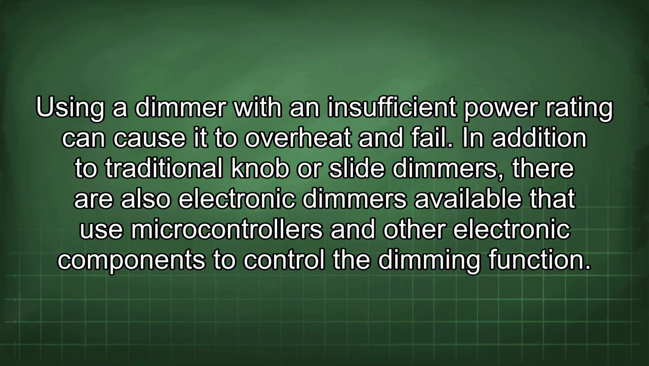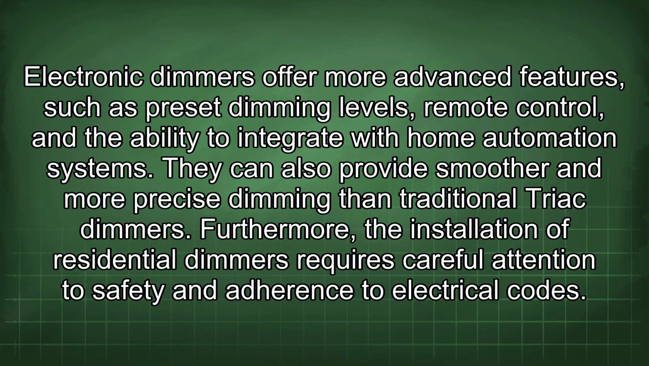In addition to traditional knob or slide dimmers, there are also electronic dimmers available that use microcontrollers and other electronic components to control the dimming function. Electronic dimmers offer more advanced features, such as preset dimming levels, remote control, and the ability to integrate with home automation systems. They can also provide smoother and more precise dimming than traditional triac dimmers.